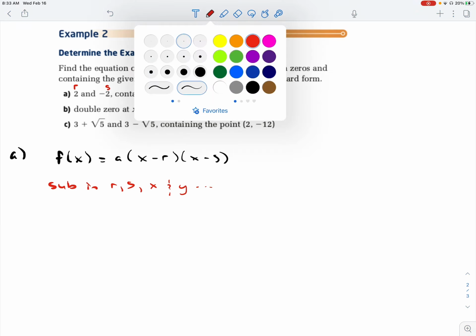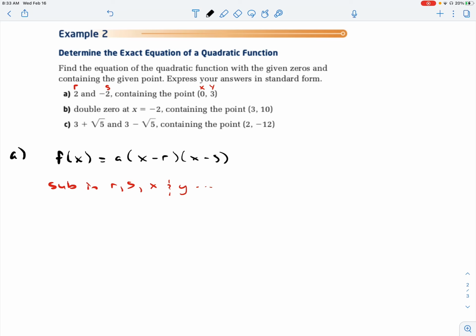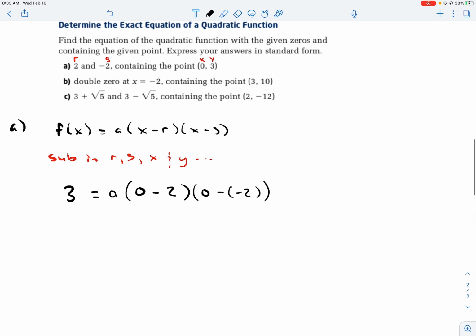So we will have, f of x is y, so I'm going to plug 3 in for f of x. I don't have anything for a, so I'm going to leave that. I'm going to plug in 0 for x. For r, I'm going to plug in 2. For x, I'm going to plug 0 in again. And then for s, I'm going to plug in negative 2. All right, so what you can see here is I have everything plugged in. The only thing I don't know is a. That's my only unknown, which is kind of nice. I can now solve for it.